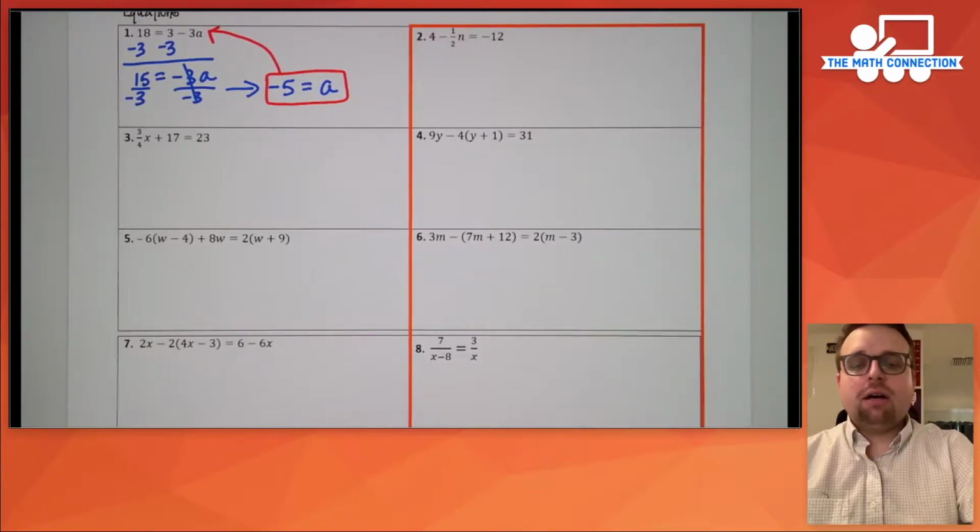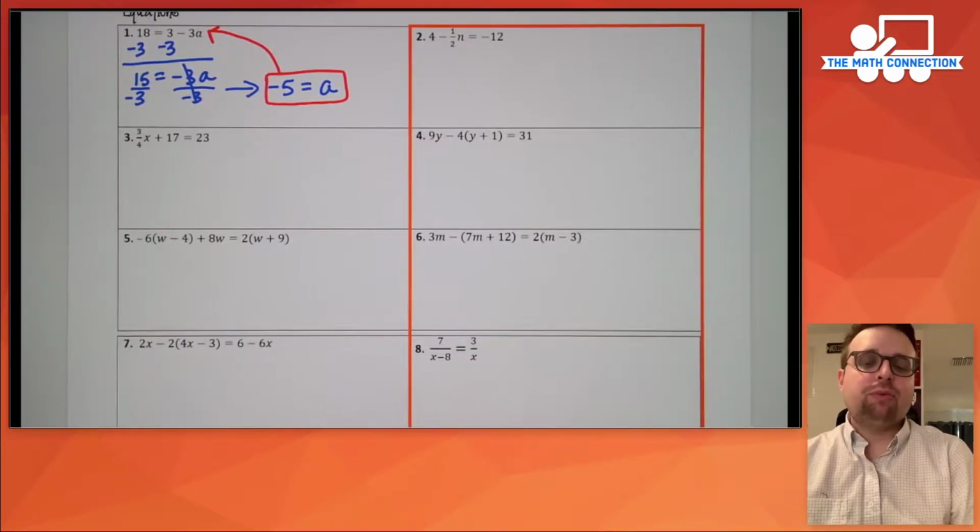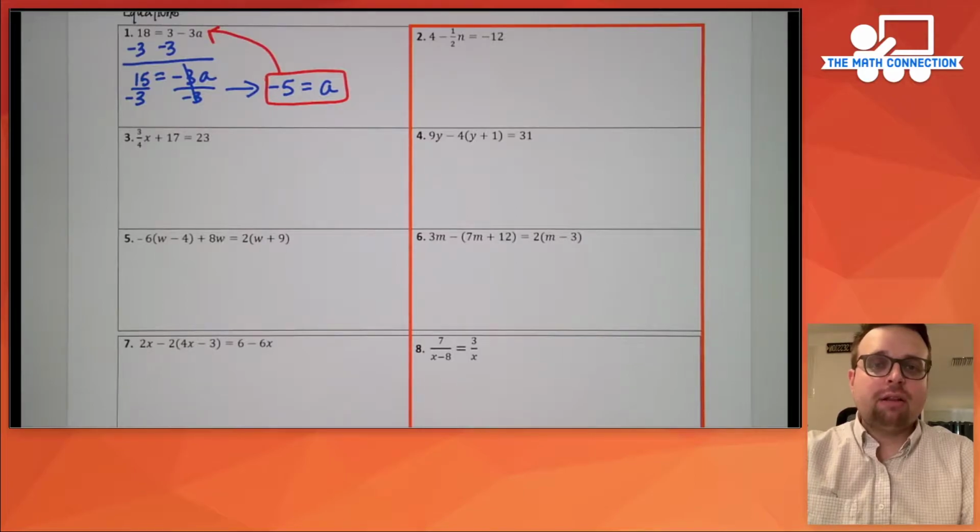Okay, so 2, 4, 6, 8, and 10 are for you guys. I'm doing 1, 3, 5, 7, and 9, so I'm going to just keep chugging along here.